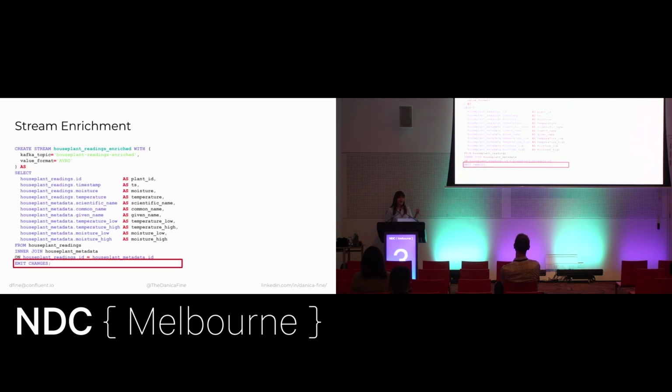By adding emit changes to the end of a ksqlDB statement, we are requesting a push query, meaning that every time a new value comes in on the stream that's part of this join, we're going to execute this join, do whatever is indicated in the select statement, and output that and persist it to the stream. We're going to emit all of the new changes that come through on that stream, and it's going to be pushed to me as output.